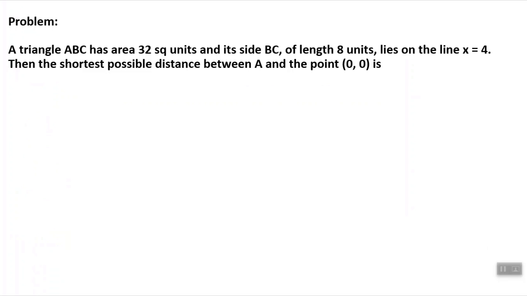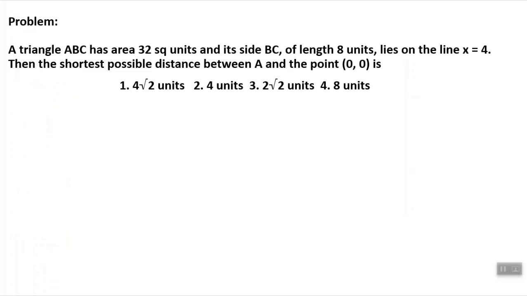Now friends, let us look at this problem, which is a combination of a few topics in Quant in slot 2. Triangle ABC has been given, whose area is 32 square units, and they have said that the side BC of length 8 units lies on line x equal to 4. As usual, we'll start by drawing a diagram.